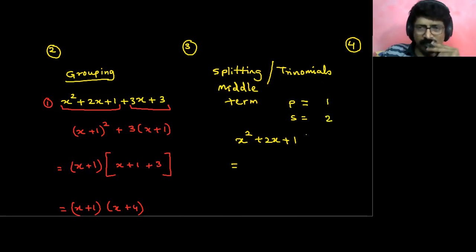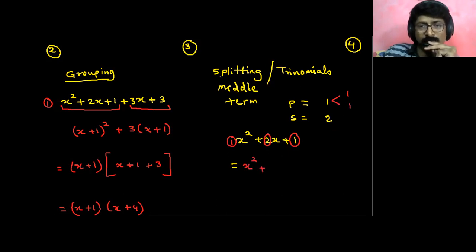So product is basically the coefficient of x square and constant. So here the constant is 1 and the coefficient of x square is 1. So their product is 1 into 1, 1, and the sum is the coefficient of x, that is positive 2. So now what are the two factors of 1? 1 and 1 are. So it will become x square plus.